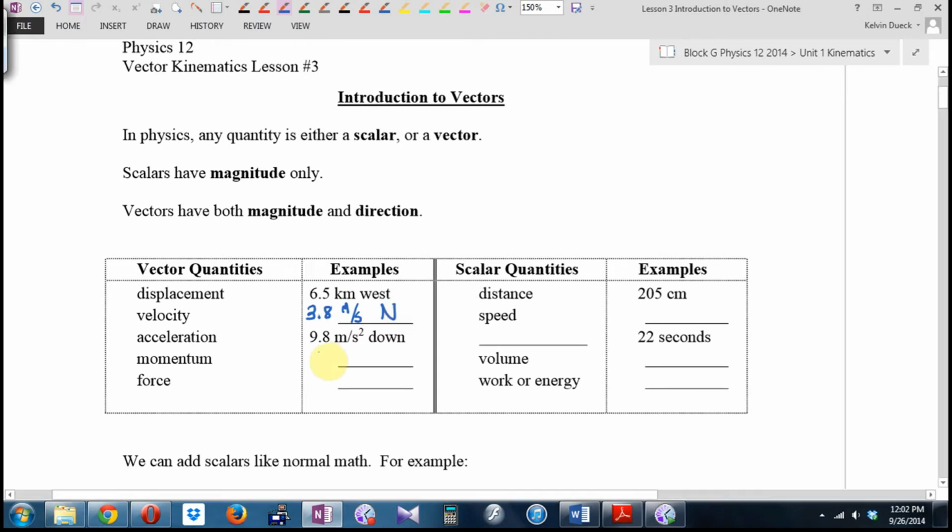Momentum, 3.9. Who remembers the units for momentum? So there wasn't anything official. Momentum, who remembers, was what times what?